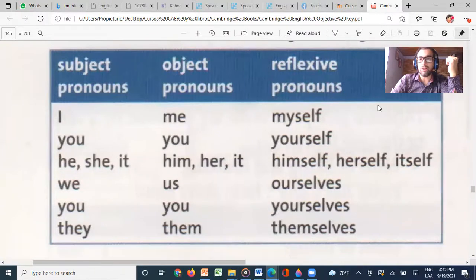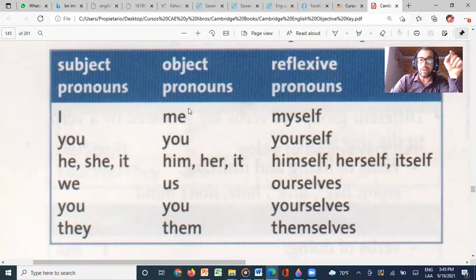But we also have the object pronouns. Remember that before using these object pronouns, we need to use a verb. For example, I will say call me, or call you, or call him, call her, call it, call us, call you, or call them. So these are some object pronouns, and before using them, we need to use a verb at the beginning, right?